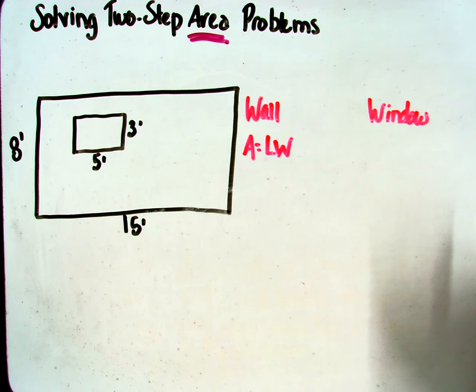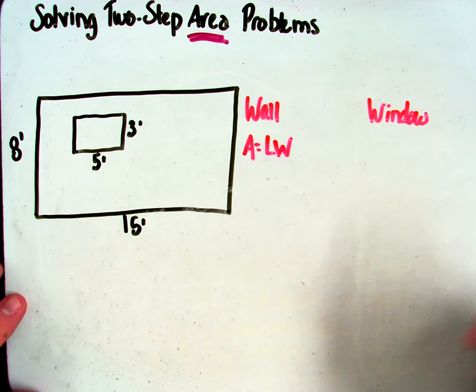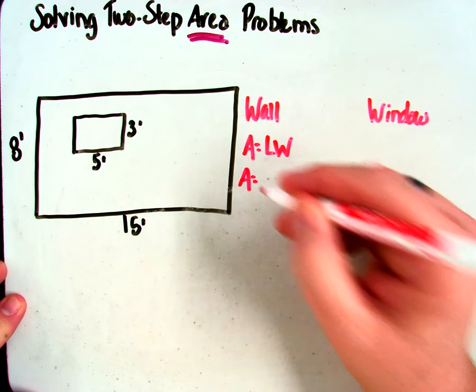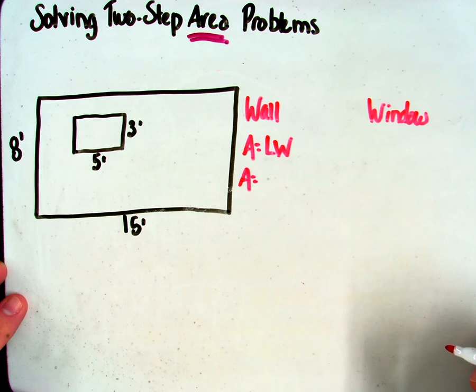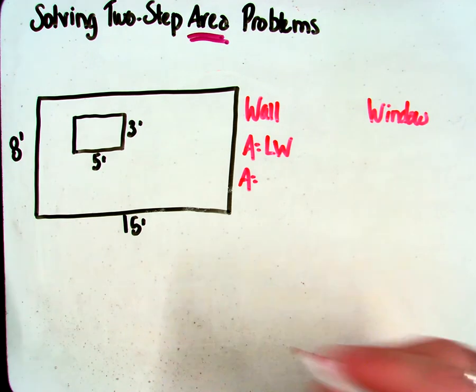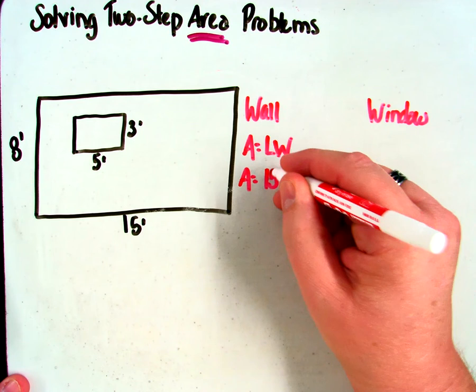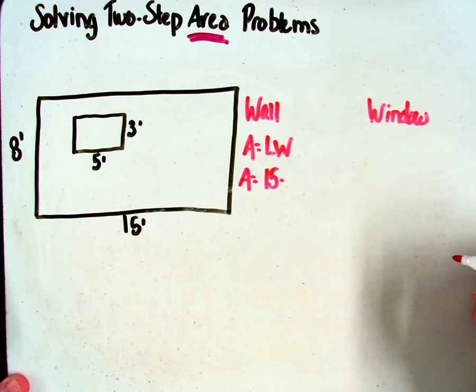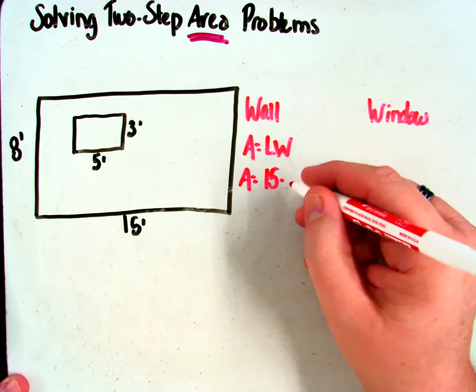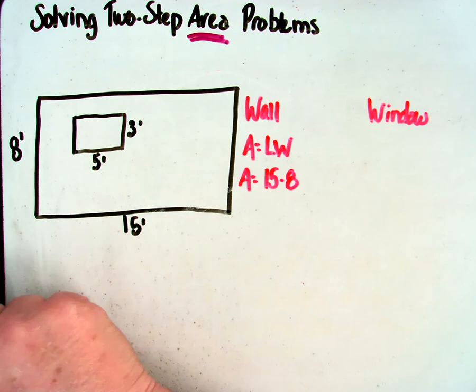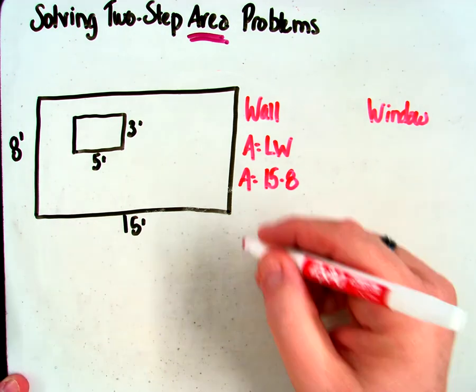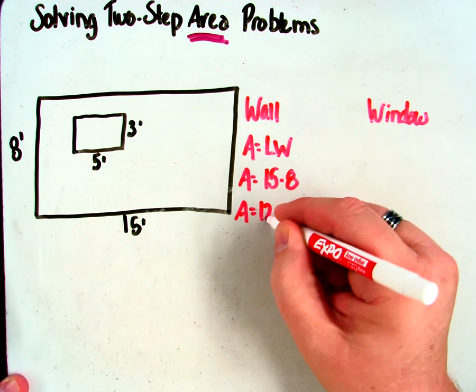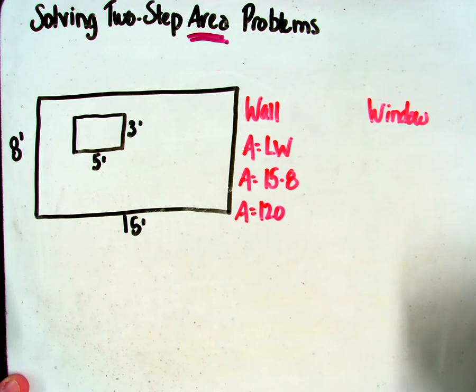Okay? Now, how are we going to compute the area of the wall? So we're going to multiply the length times the width. And what is the length of our wall? Yes, it is 15 feet. And the width of our wall is, yes, 8. And 15 times 8 is 120 square feet.